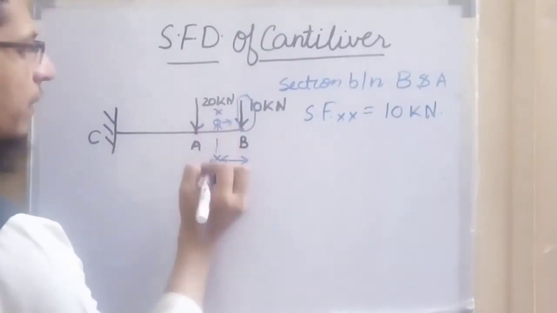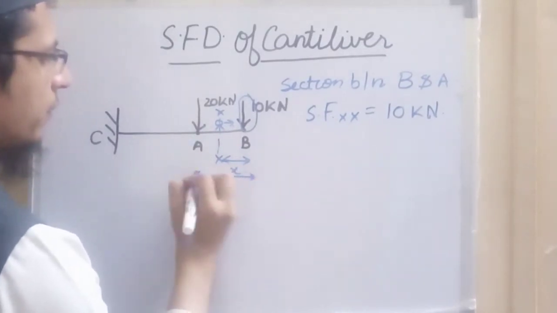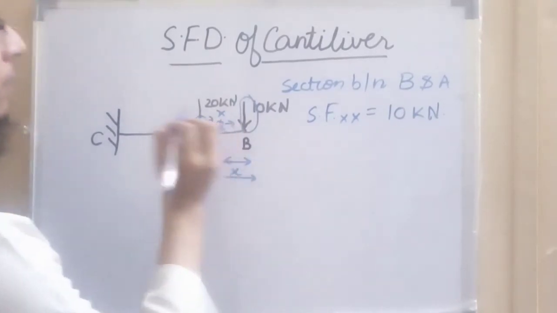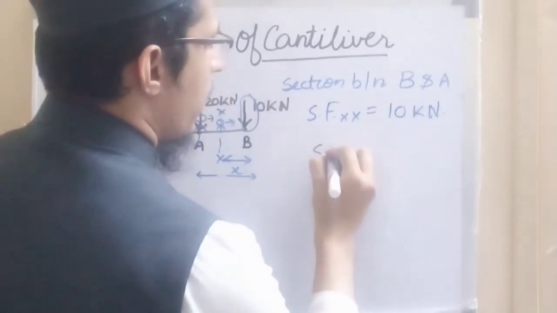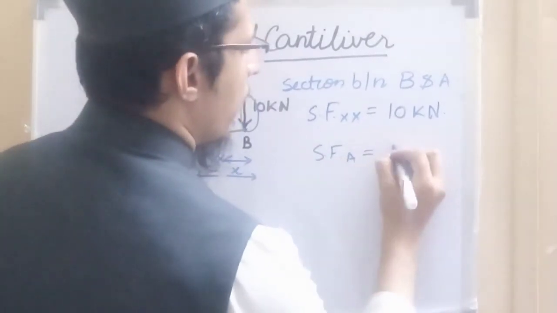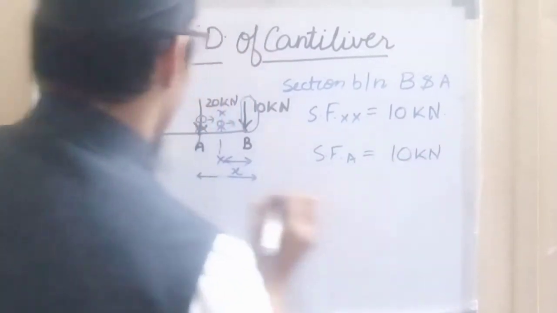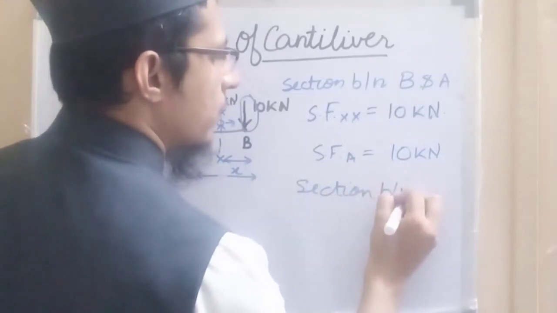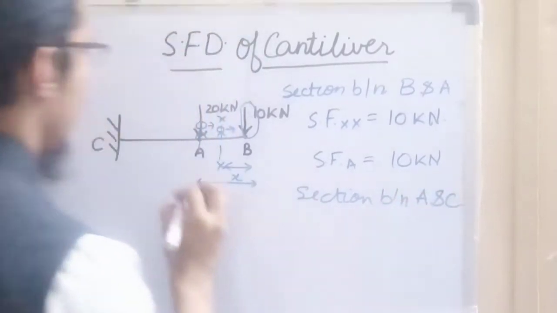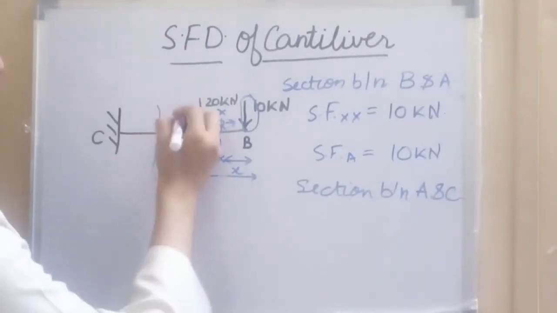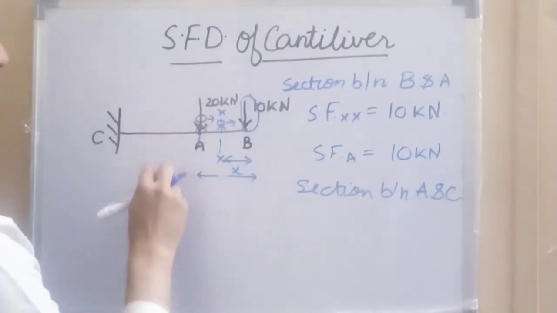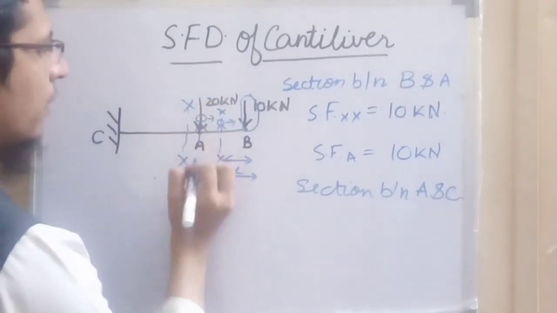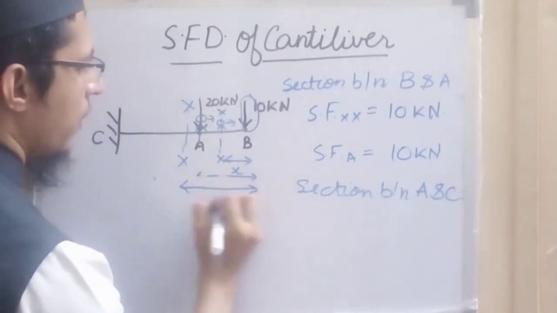If we move this section to the point A, just here we are standing, then again we will see only one force. So the shear force at point A will again be equal to 10 kilonewton. But as we move the section between A and C, now the section has come up here, or suppose just beyond A. First of all we can consider it at this point beyond A.